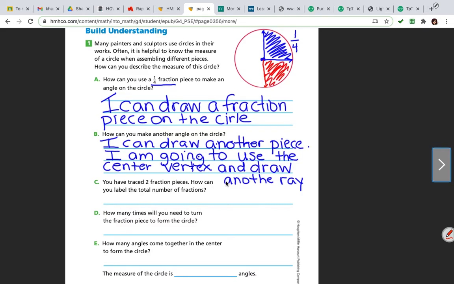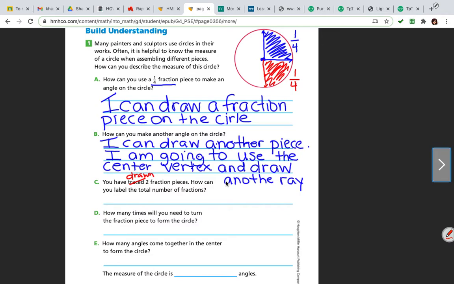So I have 1/4 and another 1/4. So that's another 1/4. Alright, C, you have traced or drawn. I'm going to change that to drawn because we didn't trace it. You have drawn 2 fraction pieces. How can you label the total number of fractions?